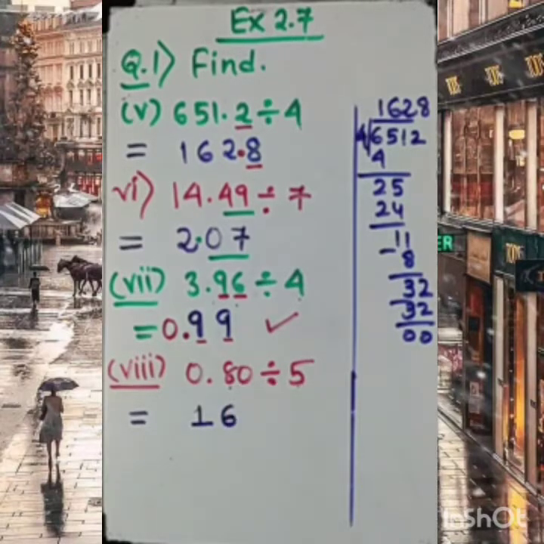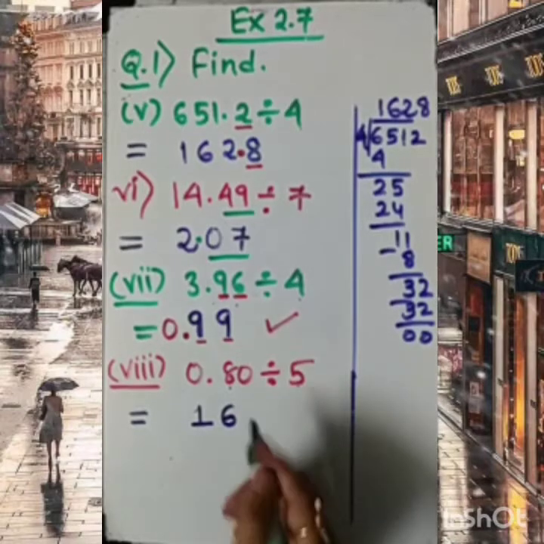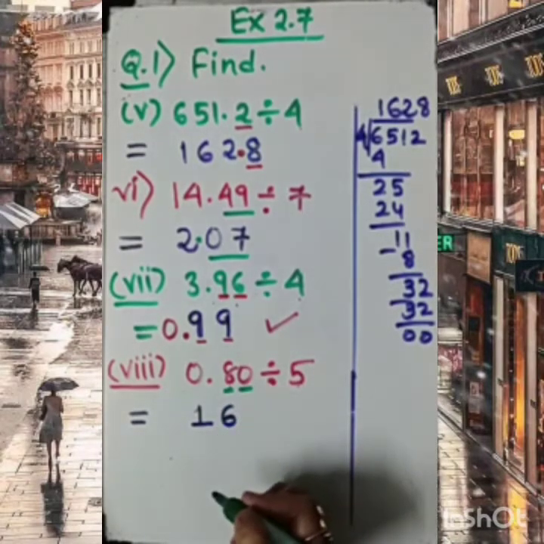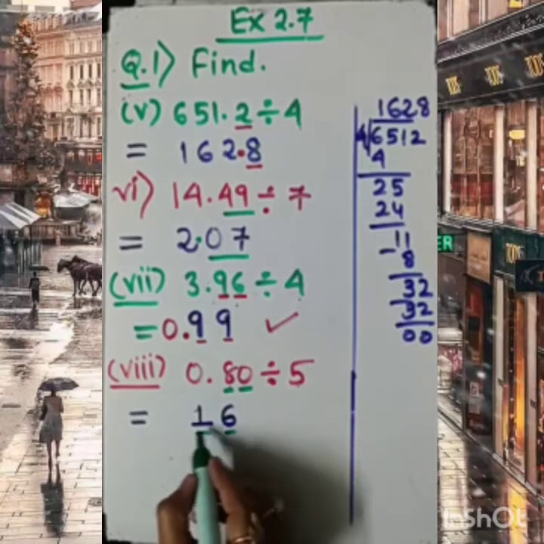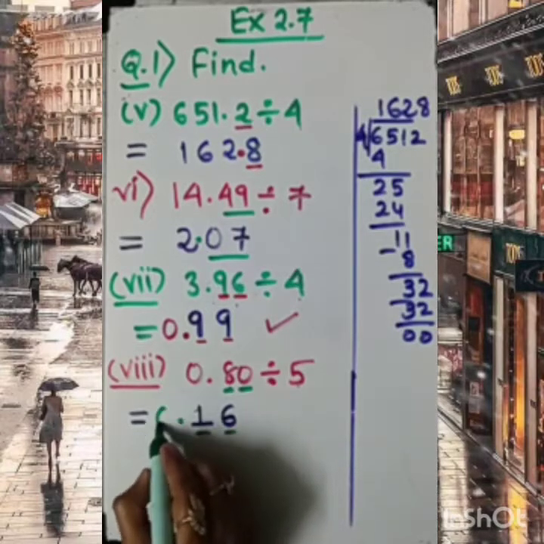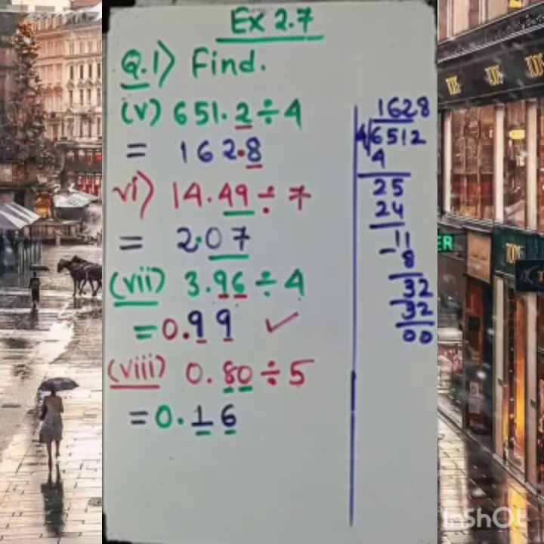Now the part of decimal. What to do with the decimal part? Here you know there are 2 digits after the decimal. The same thing I have to do here, 2 digits I need to shift, and 0.16 is the solution of the 8th question. Dear student, these are all easy.